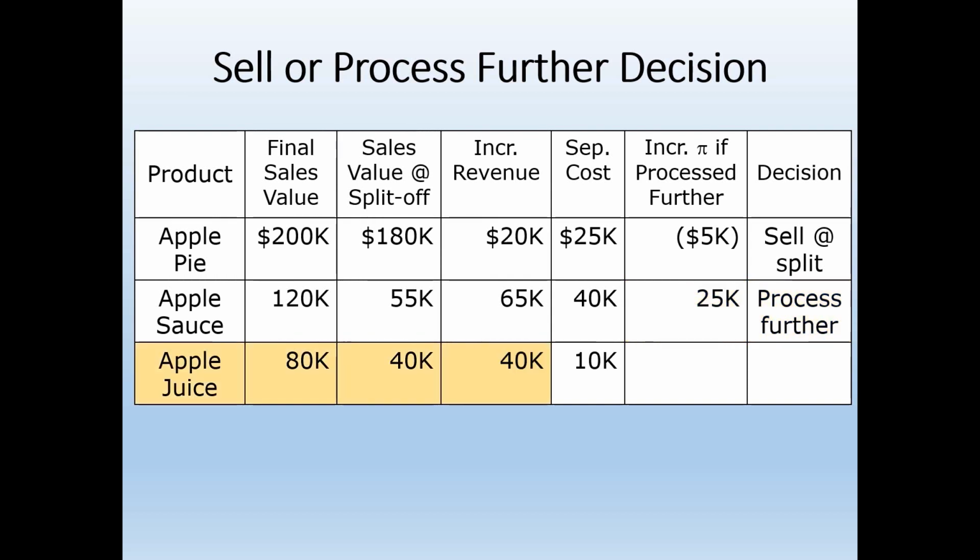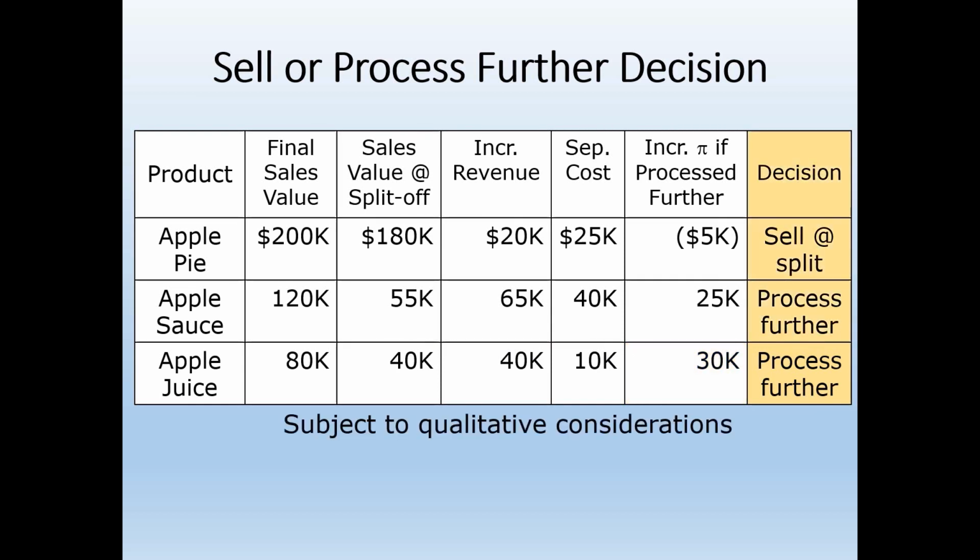For apple juice, the final sales value of the juice minus the sales value of the apples at the split-off point is $40,000 of incremental revenue, minus the $10,000 of separable costs tells us that the increase in profit from turning apples into apple juice is $30,000. So the firm would probably process these apples further.